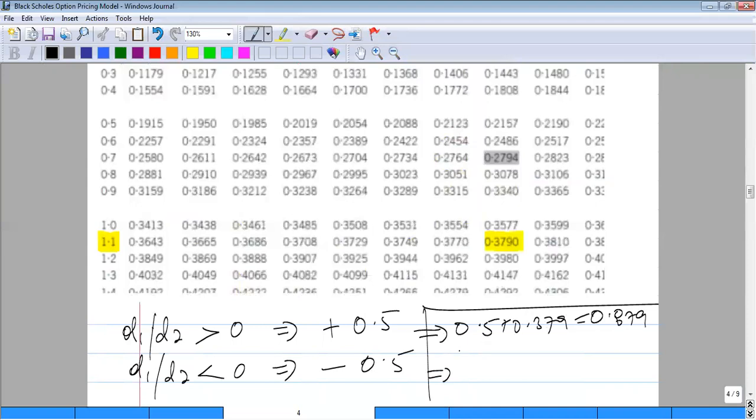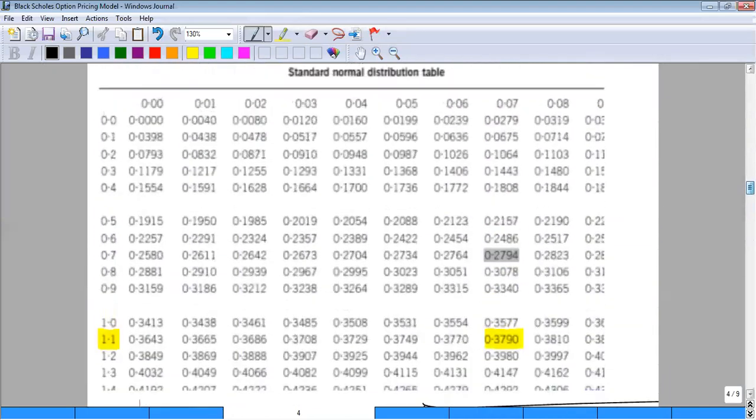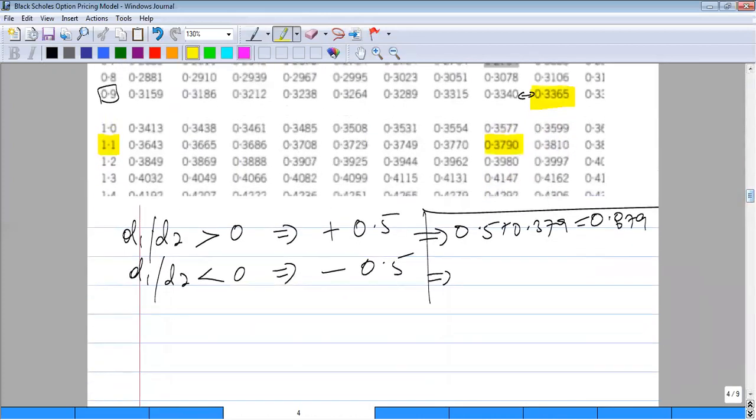Similarly, when we talk about N(D2), what exactly is the value of D2 over here? D2 is 0.9758, or 0.976. So 0.9, and 0.97 here. We have been given 0.976, so the value is going to be somewhere in between. Let's say I am putting it as 0.98, which is 0.3365. Now 0.5 plus 0.3365 gives you 0.8365.